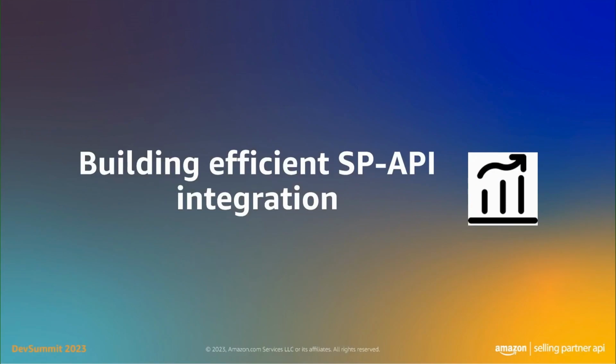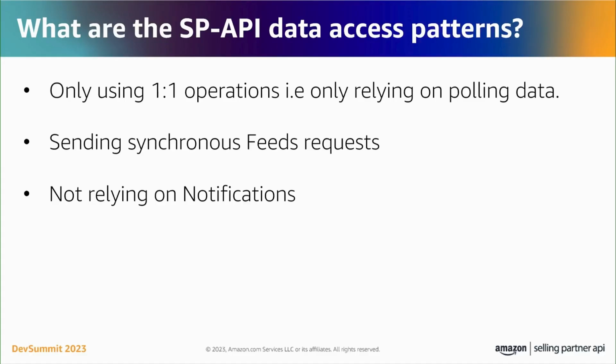Building efficient SP API integration. Let's look into how we can do that. But let's first look at some of the common data access patterns we see across all of our applications. We only see use of one-on-one operations, mostly sending synchronous feed requests, not relying on notifications or event-driven architecture. And we can optimize this based on the different access patterns we have available and event-driven notifications.